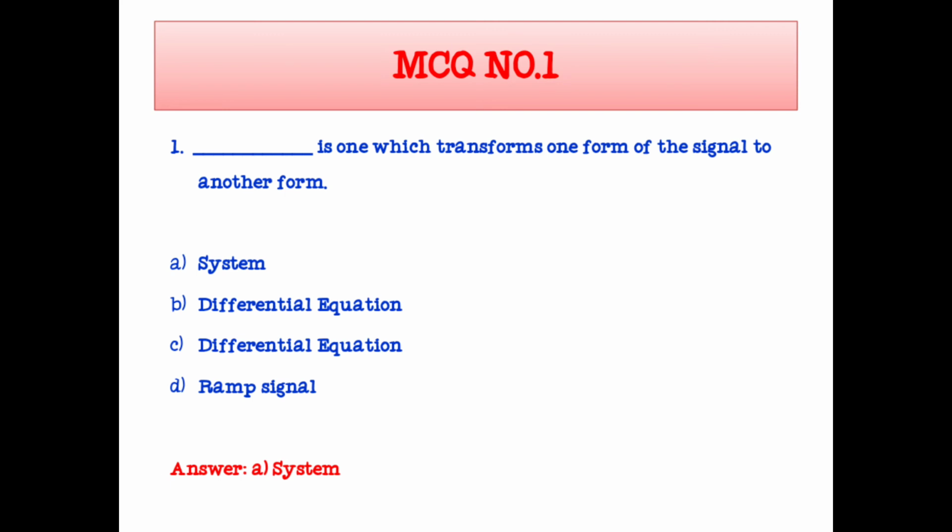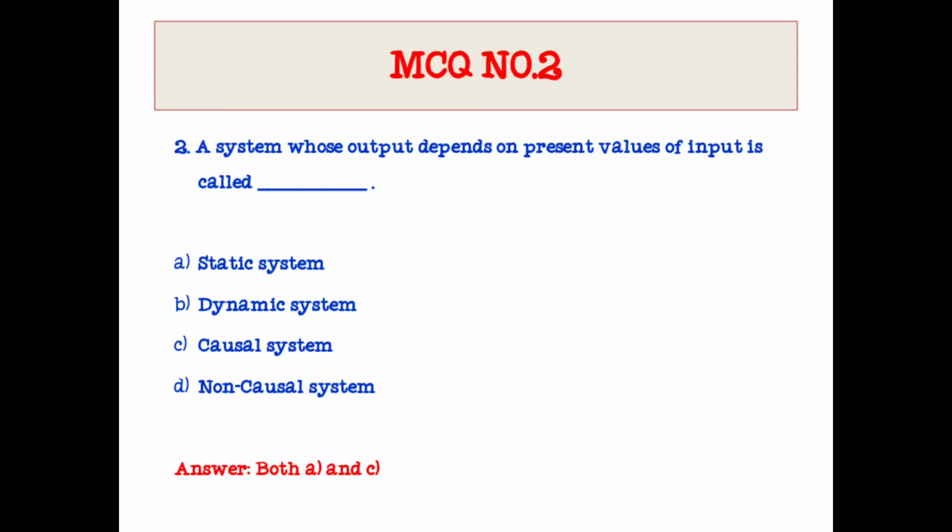So MCQs. We have studied different types of systems and definitions, right? So from that I have taken the MCQs. So try answering it. Okay. So dash is one which transforms one form of the signal to another form. The answer is system. A system whose output depends on the present value of the input: we can say two answers, static system as well as causal system.